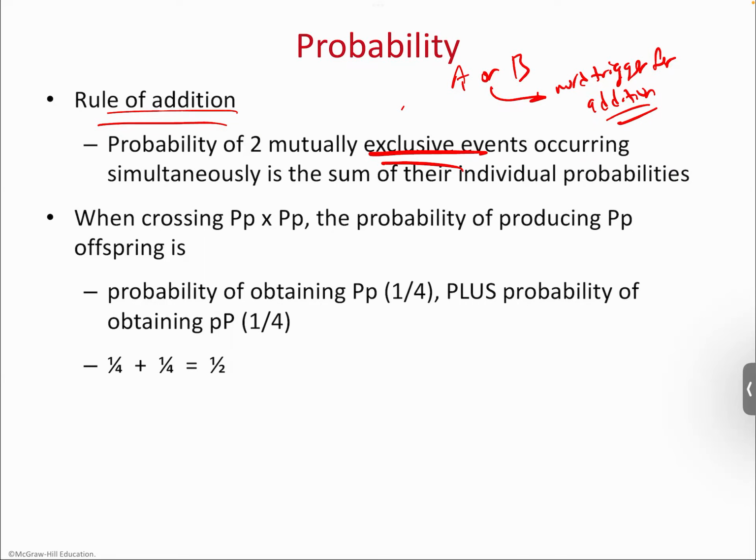50%, right? What's the probability of getting heads in B? Same thing, right? So then the probability of getting heads in either A or B, either one, is the addition of those two probabilities. That's the rule of addition, right?